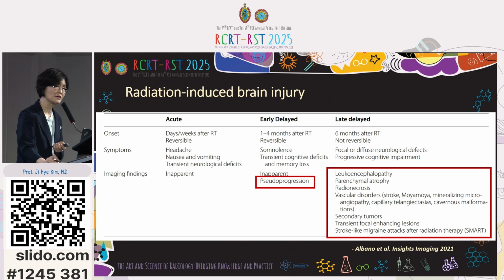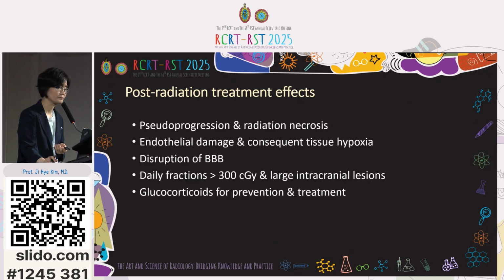Because there is an increasing number of the long-term survivors of the pediatric oncology patient, we are increasingly faced with these long-term complications, which include leukoencephalopathy, RT necrosis, diverse vascular disorders, and secondary tumors. The post-radiation treatment effects can be divided into the pseudoprogression and radiation necrosis.